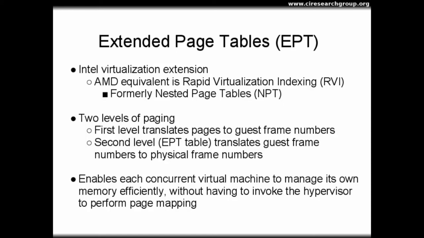EPT adds a level of paging to the system. At the outer level, each virtual machine, or guest, running on the CPU sees its own set of memory frames, isolated from and independent of the actual hardware. The CPU translates page numbers to frame numbers, first by translating the page number to a guest frame number. The guest frame number is then translated to a host frame number, which is the physical frame number. EPT technology is important for virtual machine performance, since it allows each guest to manage its own memory efficiently. Moreover, guests can access memory without having to switch the CPU into hypervisor mode, which can be an expensive operation.